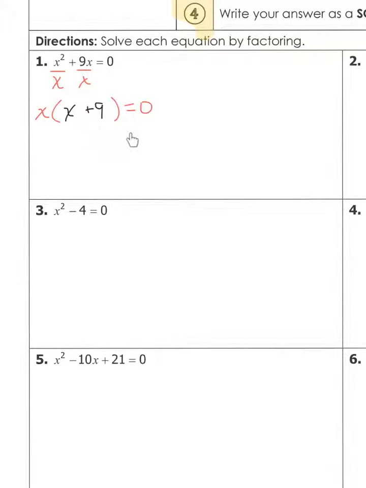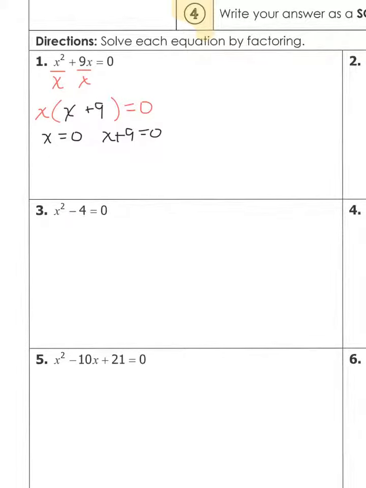Well, the question is why? I have something times something equals 0. If I've got two things being multiplied and their product is 0, for that product to be 0, either this has to have a value of 0 or this has to have a value of 0. So I want to find out what will make x 0 and what will make x plus 9 0. So I'm going to set the factor of x equal to 0 and the factor of x plus 9 equal to 0, and then I'm going to solve this for x and this for x.